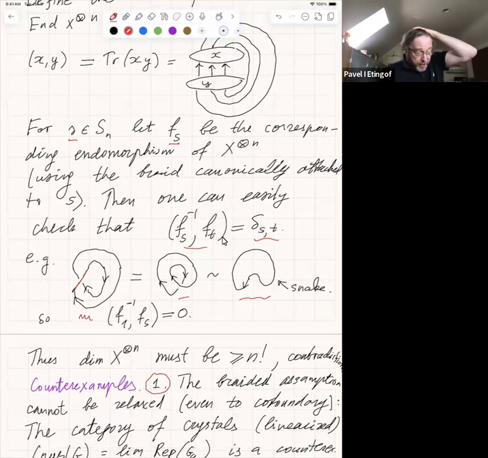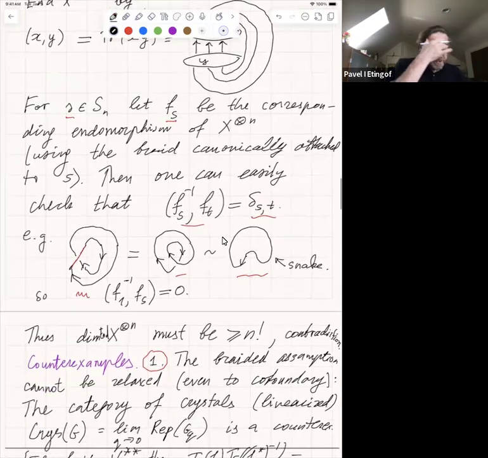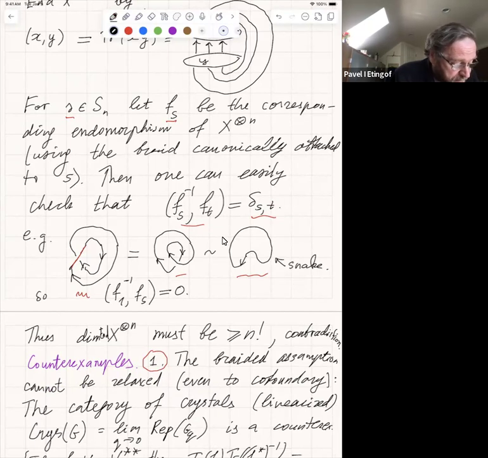And this can be generalized to a higher number of strands. So since this matrix is non-degenerate, the Fs must be linearly independent in the space of endomorphisms of x to the n. So the dimension of the space of endomorphisms of x to the n must be at least n factorial. And this is a contradiction, because we assumed moderate growth, that there exists n for which this dimension is less than n factorial. And so that completes the proof.